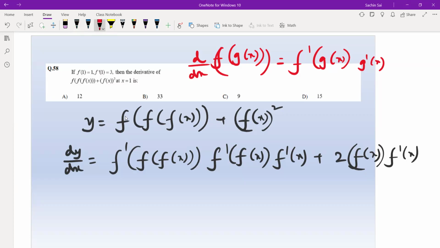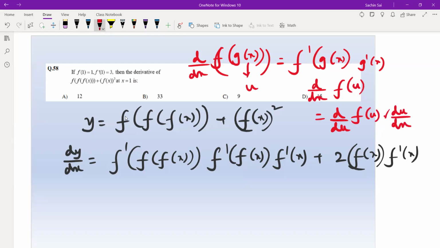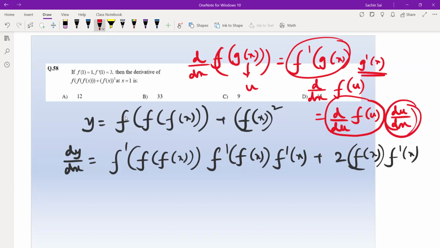So another way of understanding this is, let us say g of x is u. Then d by dx of f of u can be written as d by du of f of u into du by dx. So when I say f dash of g of x, it means the derivative of f of u with respect to u, or the derivative of f of g of x with respect to g of x. And the other term, g dash of x, is du by dx.